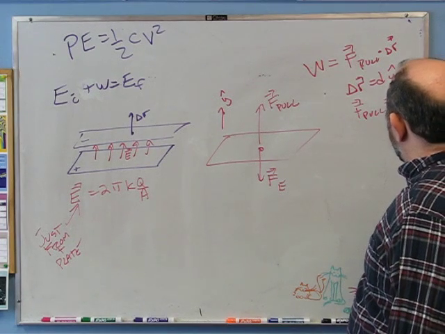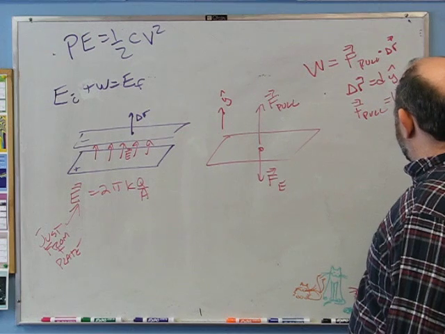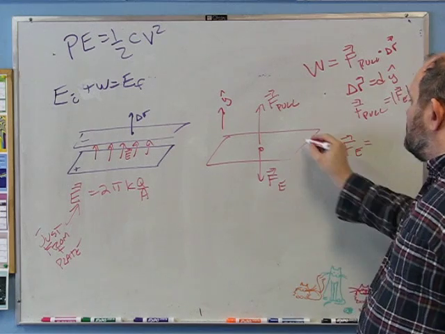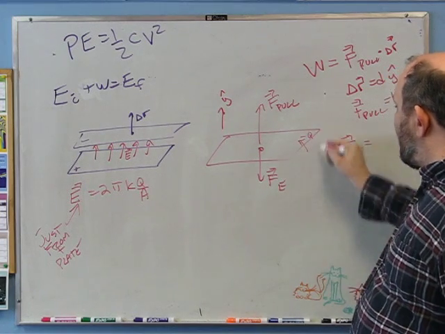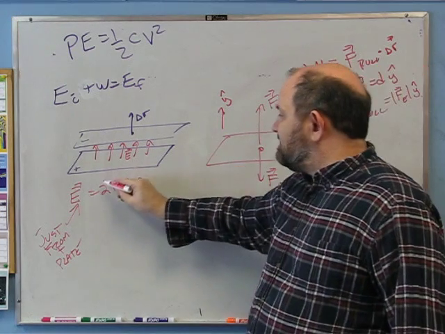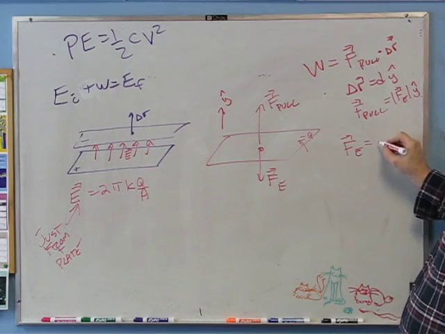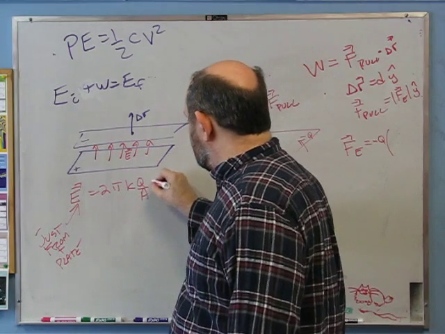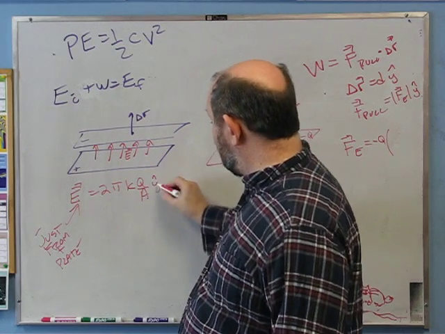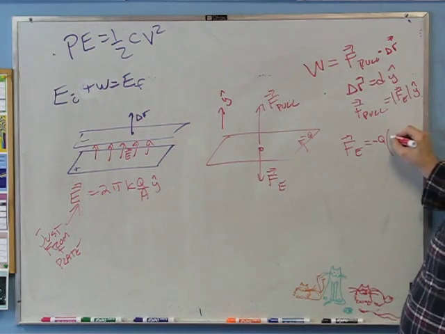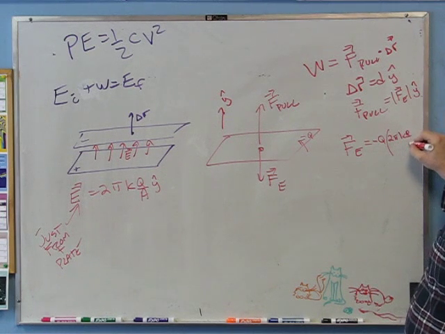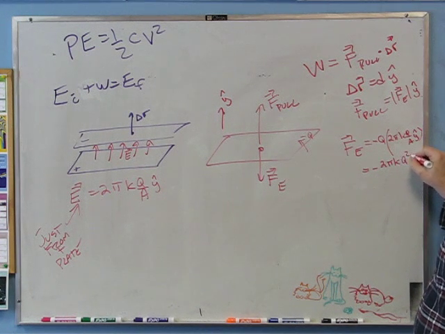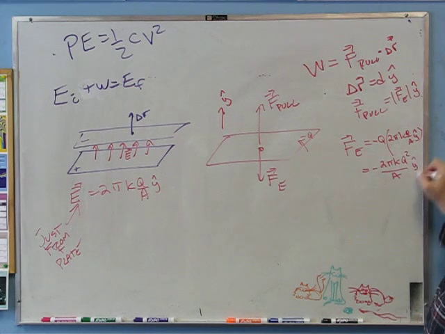So F pull is going to equal the magnitude of FE, but in the plus y hat direction. And FE, what is FE? Well, you have a total charge of negative Q here, and everywhere you have that negative Q, it's in this electric field. So FE is going to be minus Q times the electric field. And this electric field, I was a horrible person because I didn't include the vector. So vector electric field, y hat. The electric field is 2 pi k q over a y hat. So the electric field is minus 2 pi k q squared over a y hat. So the absolute value of Fe is just that.